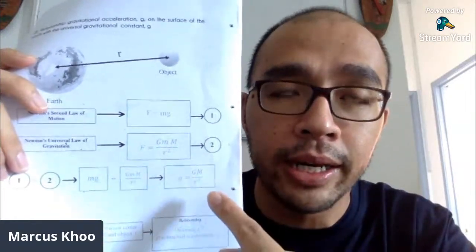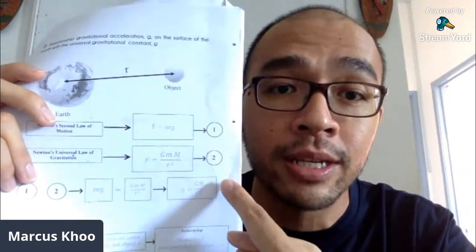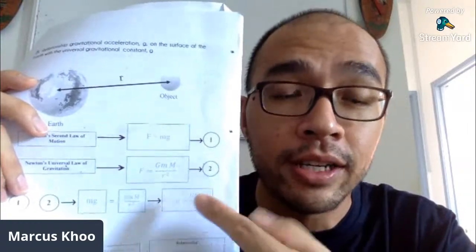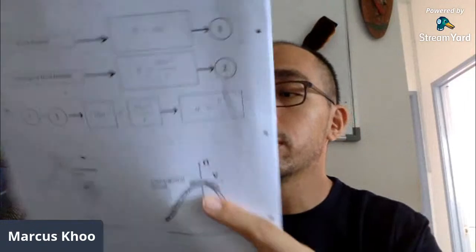Is it going to be tested? I'm sure it's going to be tested because it is in your syllabus. You are required to know how it is derived. So be very careful with this stuff. So far we have three derivations. We have three things that you need to derive, and all three you have to remember.